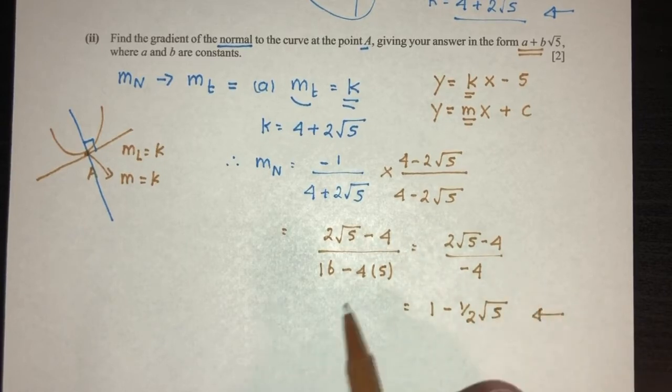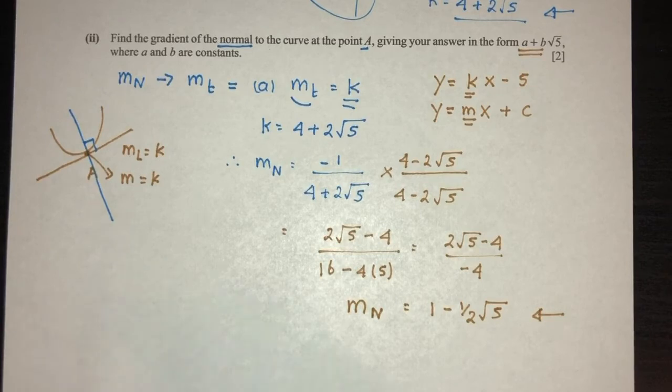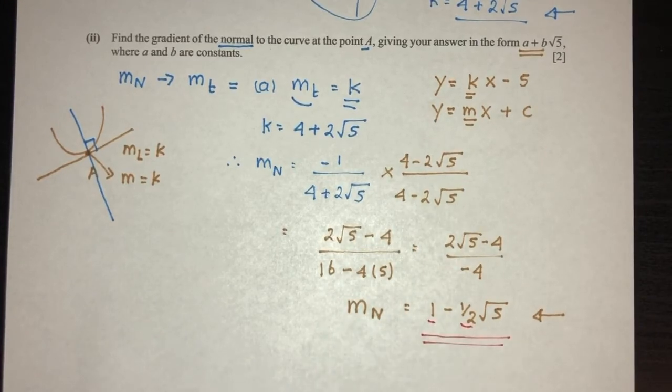And this is your answer for the gradient of the normal. And that is expressed in this form where a and b are constants. A and b are constants. And this is your answer for question number 1.